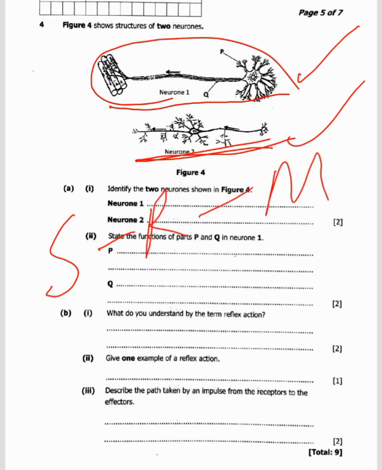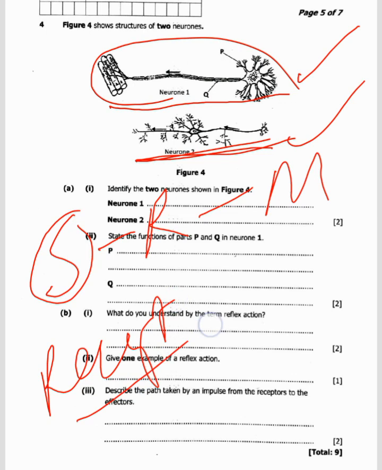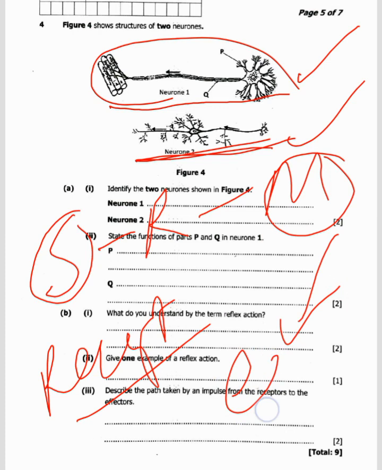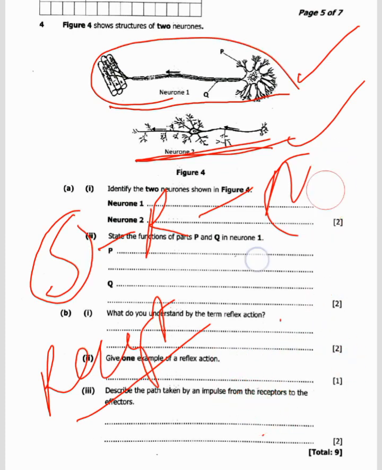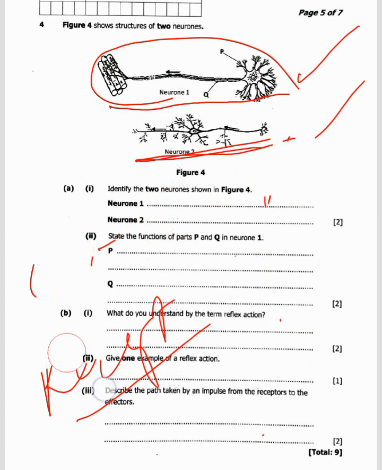We need to understand that the sensory neuron is mostly attached to what we call receptors, which are able to detect changes in the environment. Then the motor neuron has attached to it what we call the effectors. Effectors, for instance, can be a muscle.